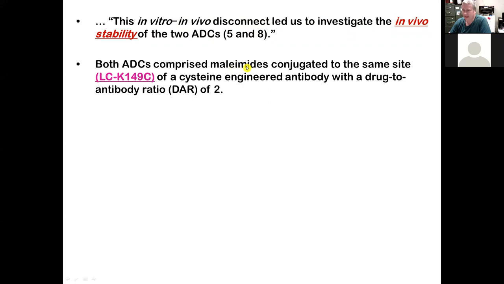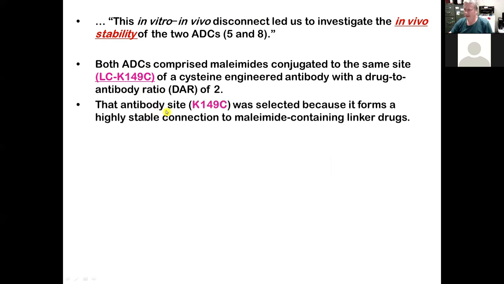Both ADCs comprised maleimides. What's a maleimide? It's the funny five-member ring that is attached to the antibody via sulfur. Both ADCs comprised maleimides conjugated to the same site of a cysteine-engineered antibody. So cysteine-engineered means lysine to cysteine with a drug antibody ratio of two. So it looks like they had two drugs to every antibody. I think there's maybe two light chains and two of these sites, so there's two drugs to the overall antibody.